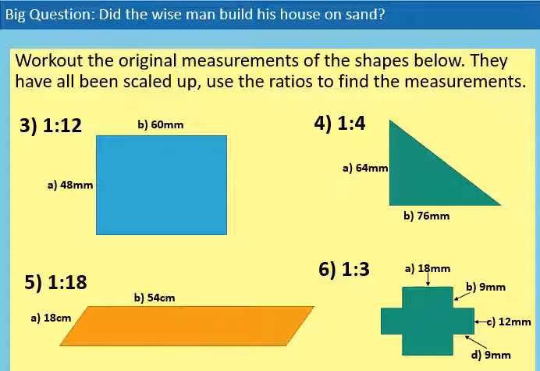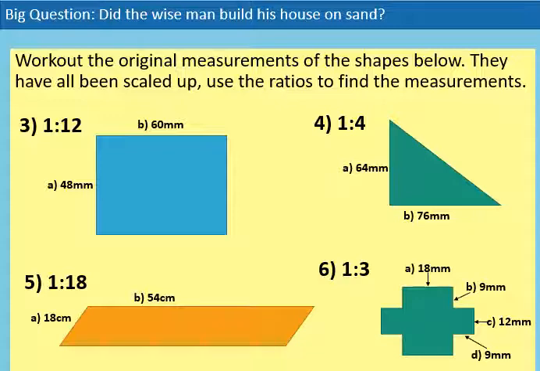So let's look at number three. Number three gives us the ratio of 1 to 12. So what we need to do is take the measurement A, which is 48, and divide 48 by 12. That gives us the original size. We then do the same to B, which is 60. Take 60 millimetres, divide it by 12. That gives you the original size. Now, I'm not going to give you those answers because you've got to do that bit. But that's what you need to do for the remaining shapes.